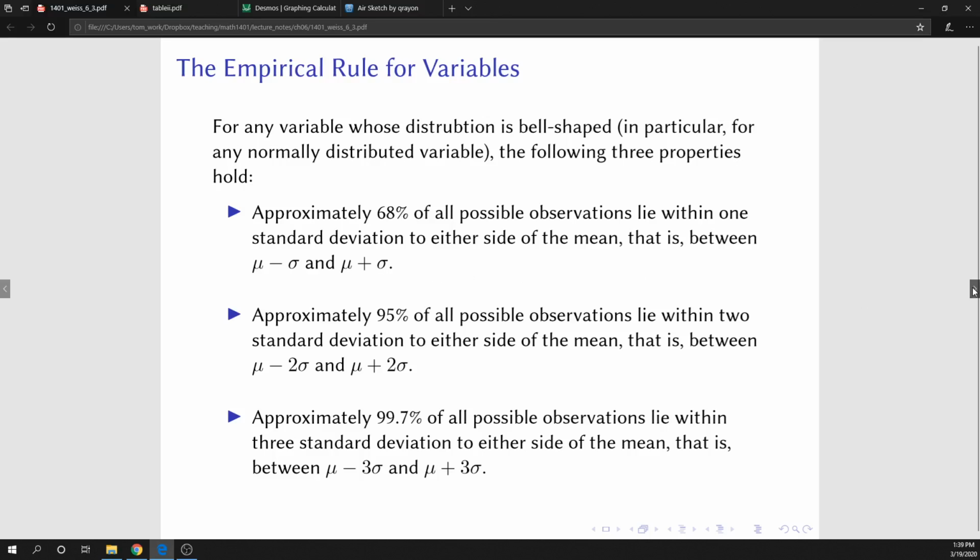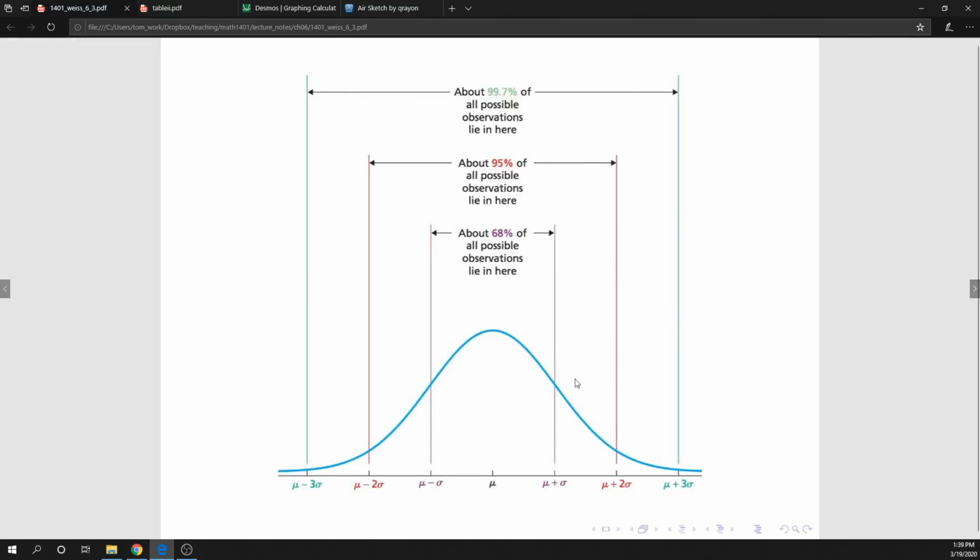So I'm just going to go to the next slide here. If you look, it shows a nice picture, so here's the mean. Remember, the mean is right where the hump is on the normal distribution. And so if you go to the mean plus sigma, that will be above the mean, and the mean minus sigma. And it says that about 68% of the observations will lie in that range right here. Another way to think about that is that's about 68% of the area underneath the curve.